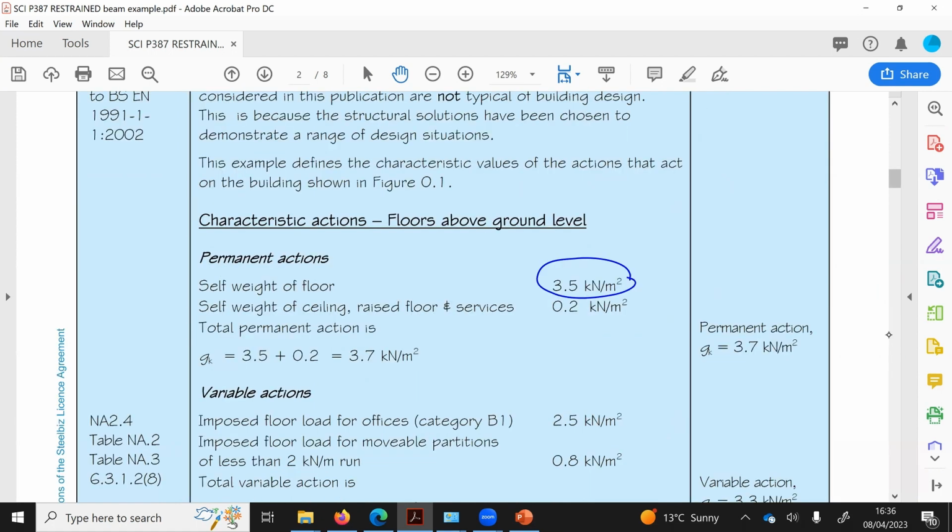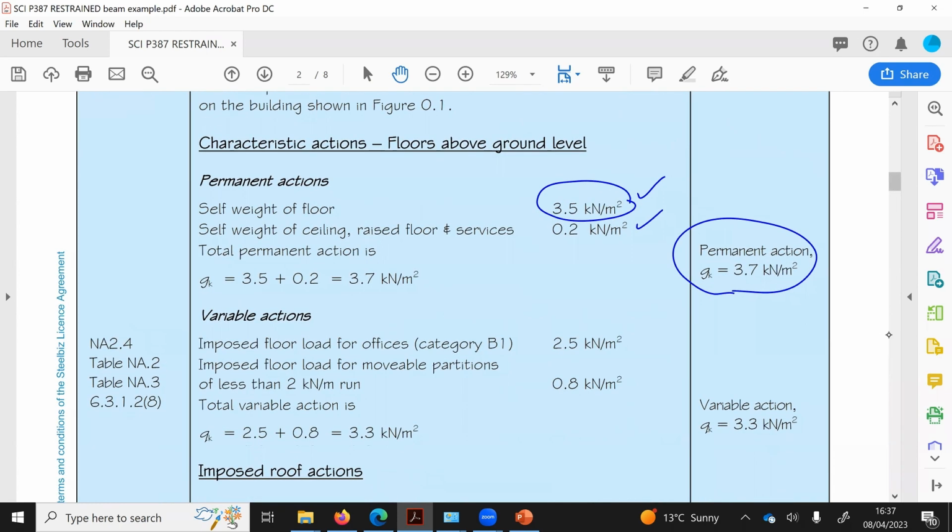The permanent action includes the self-weight of the floor, which is 3.5 kilonewton per meter square, and the self-weight of the services. In total, the permanent action, or small g_k, is 3.7 kilonewton per meter square.